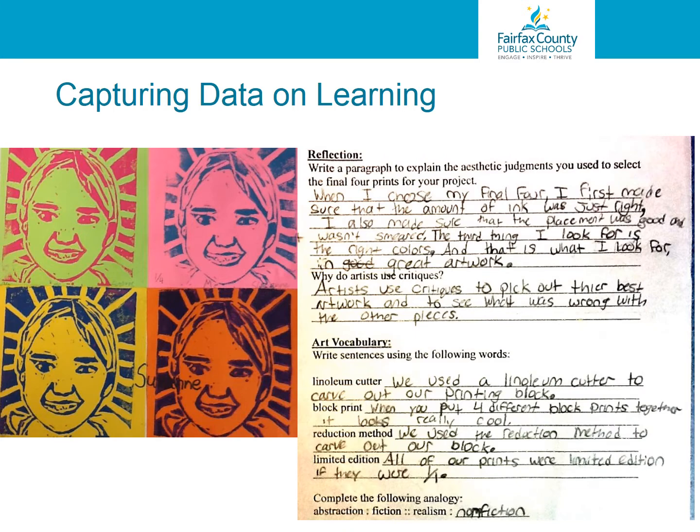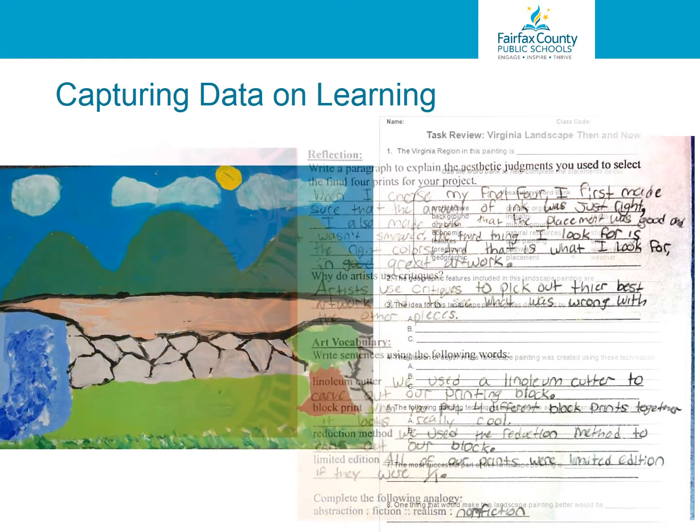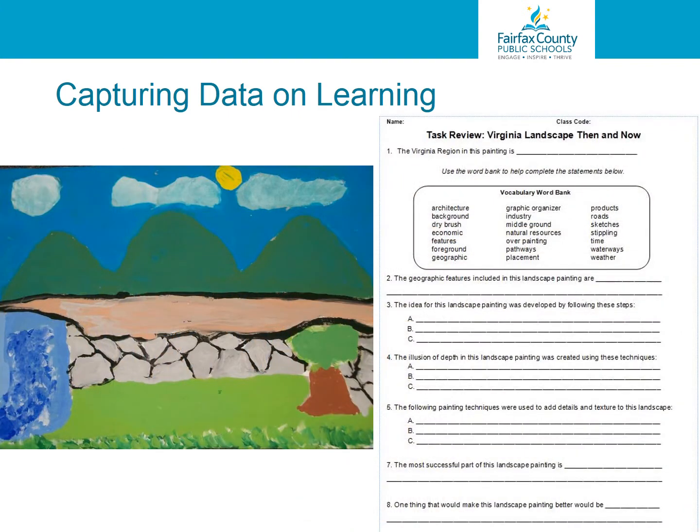Written responses during the reflection process can provide evidence of understanding about artistic choices, process steps, the communication of ideas, and art vocabulary. A task review can be designed to evaluate understanding of subject matter, creative process, art techniques, and critical response.